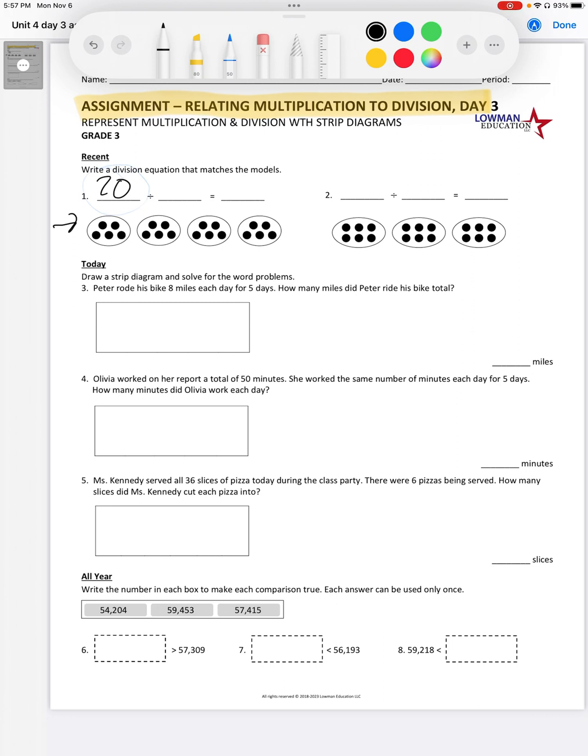The second number is going to be the number of groups that we have. The mathematical term for the second number is the divisor, the number that's being divided into the total number of objects. In this case, we have 1, 2, 3, 4 groups. So far, our division sentence is 20 divided by 4 equals some number.